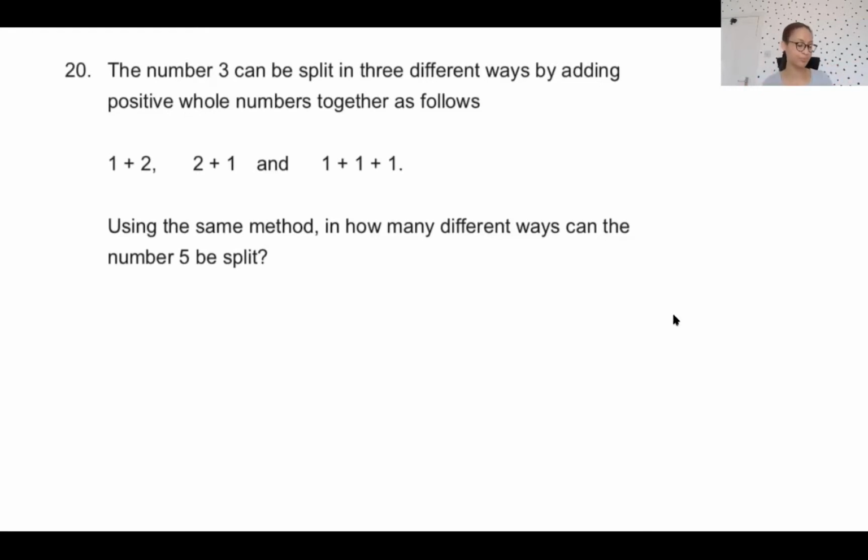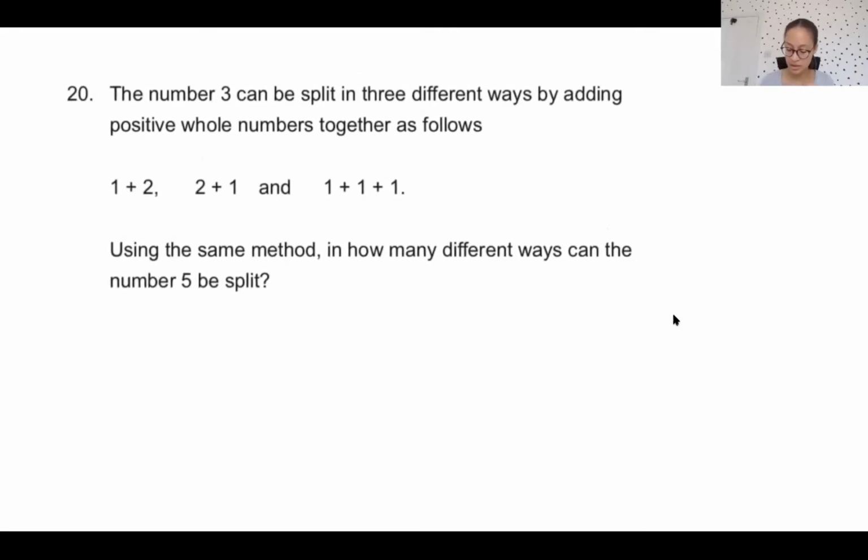Just be careful. Okay, so the number 3 can be split in 3 different ways by adding positive whole numbers together as follows: 1 plus 2, 2 plus 1, and 1 plus 1 plus 1. Using the same method, in how many different ways can the number 5 be split? Now, one thing I noticed here is how 1 plus 2 and 2 plus 1 count as 2 different answers. So we'll have to keep that in mind when figuring out how to split the number 5.